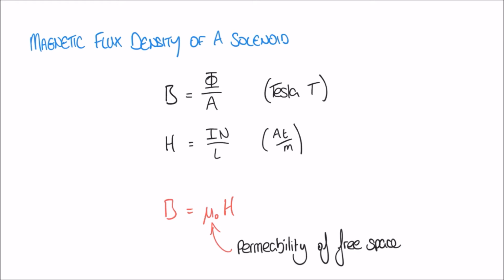Now, unfortunately, the permeability of free space has a fairly nasty value. Mu naught is 1.25663706 times 10 to the minus 6. And the unit doesn't look very nice either. It's meters, kilograms, seconds to the minus 2, amps to the minus 2. We don't need to worry too much about that unit, or about the number of mu naught either. It's a constant and it doesn't change, but we will need to refer to that number now and again when we're calculating B using this formula.